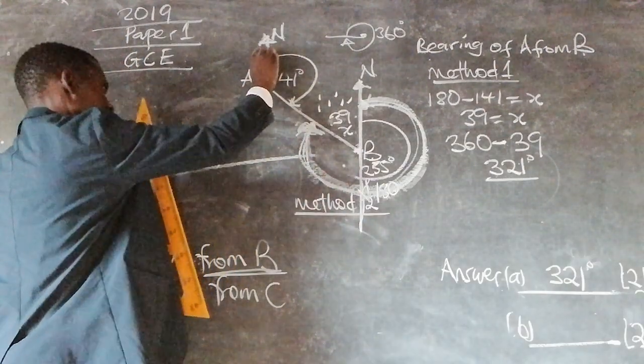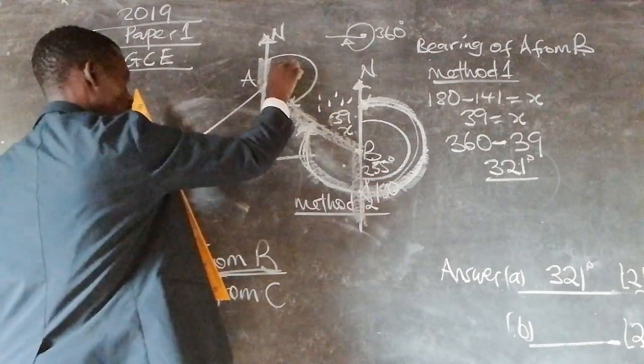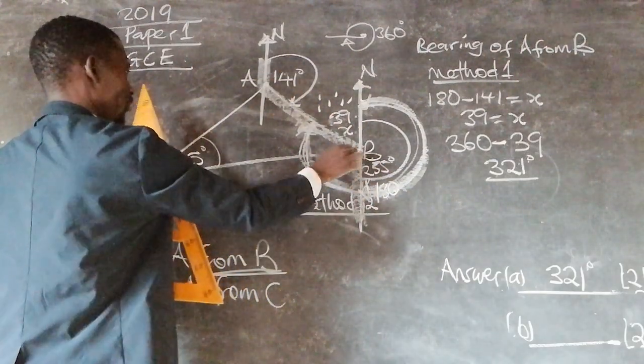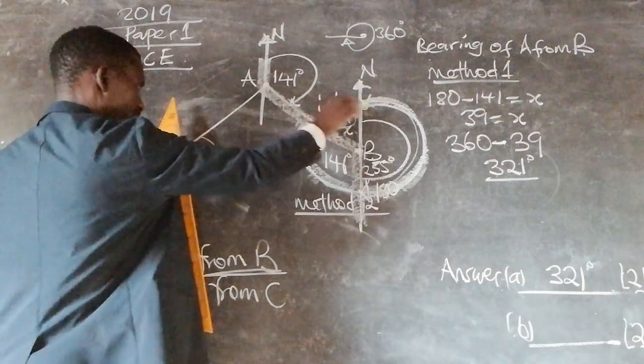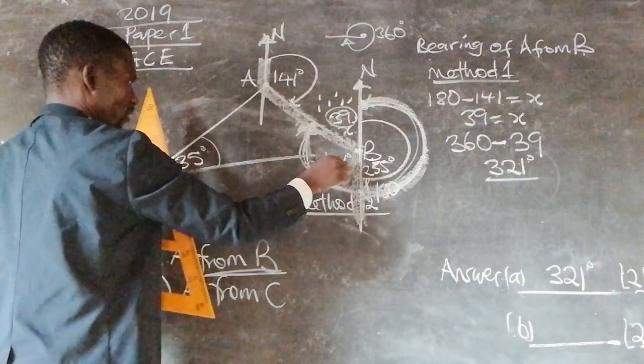Remember, we learned about alternate angles. This is a Z. So this 141 comes in. If you don't want to do that, you know that this is 39. Straight line angles add up to 180. 180 minus 39, you get 141.